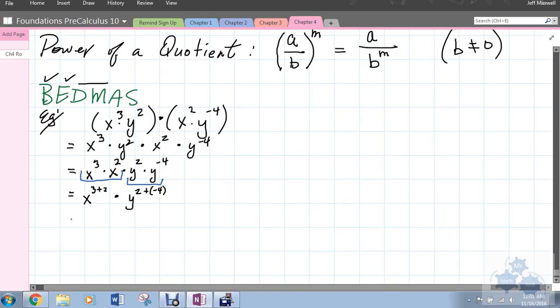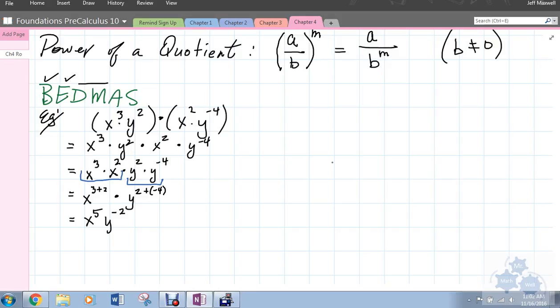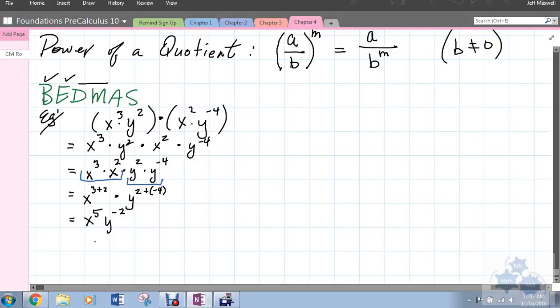So again, showing you every single step here. So this is x to the 5. And this is going to be y to the what? What's 2 plus negative 4? Yeah, negative 2. Right there. Now, you would be okay to stop here at this point. But I'm going to let you in on a little secret. Normally, simplifying means not leaving any negative exponents. So we should go one more step here.